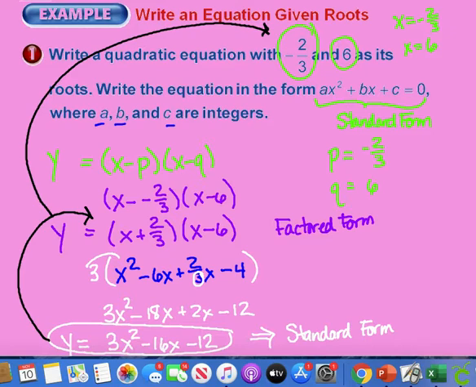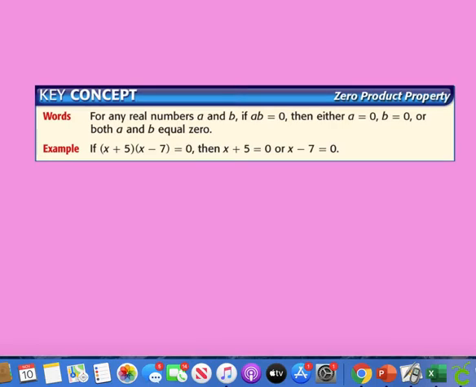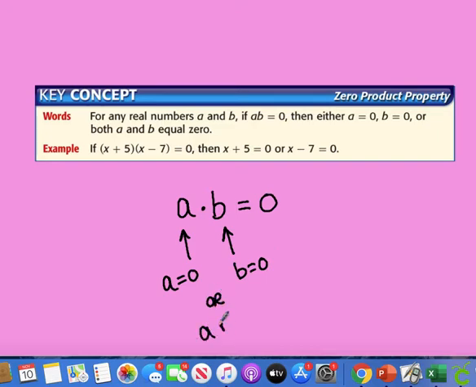So in order to get our solutions, we need to understand the zero product property. The zero product property says if you have any two numbers that are multiplied together in such a way that your product is 0, then that must mean that either A is 0, or B is 0, or A and B are both 0. So since what I'm relying on is that the value of the function is 0, I'm going to look for where my factors are equal to 0.